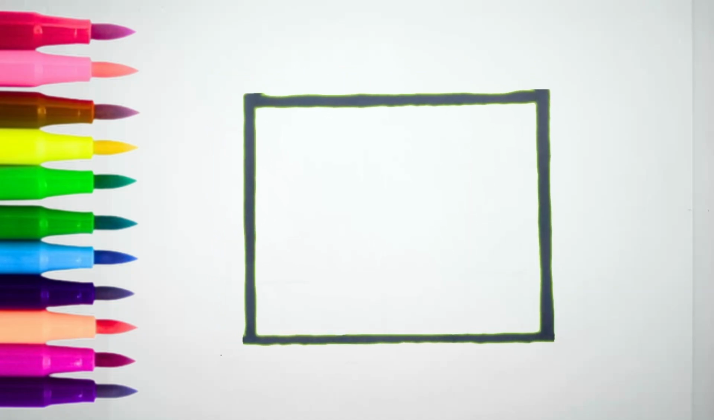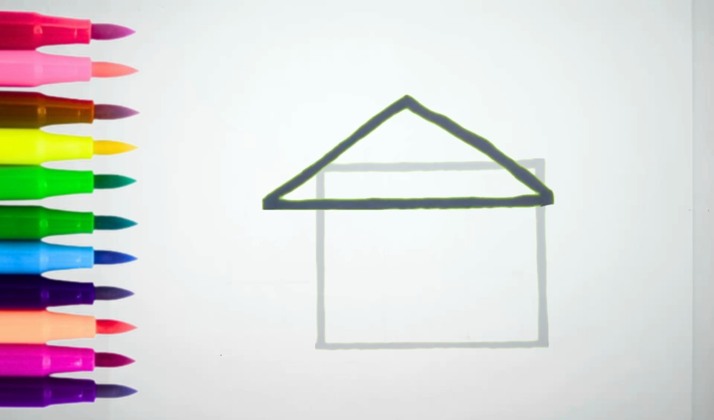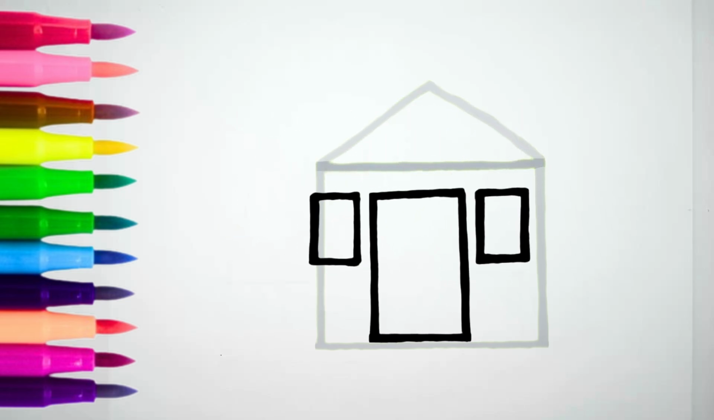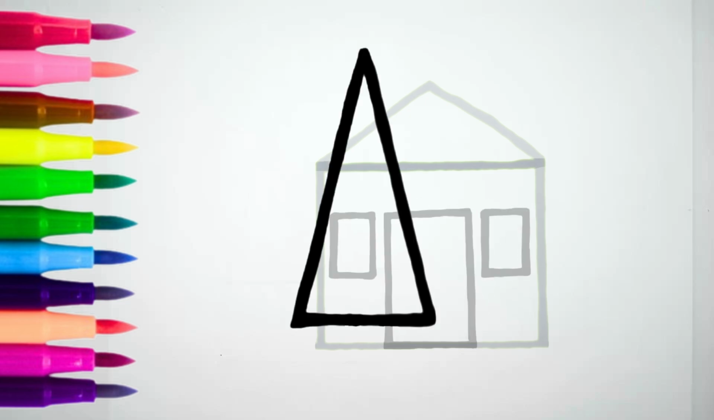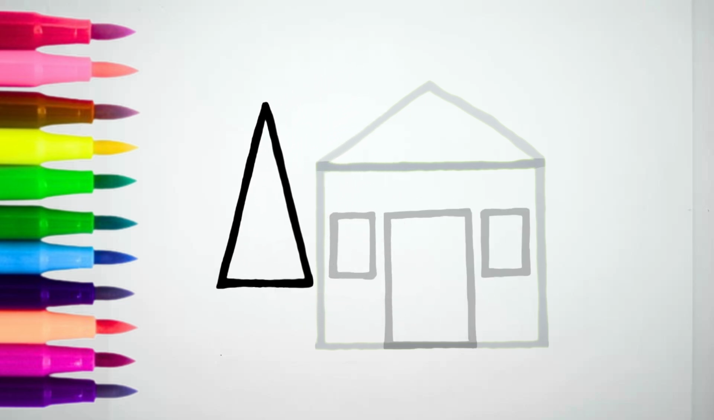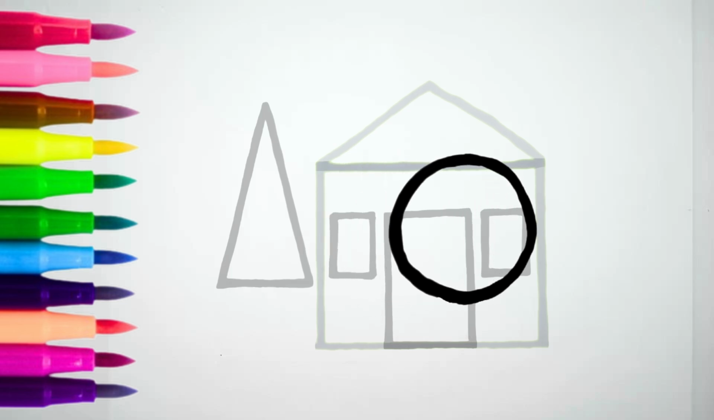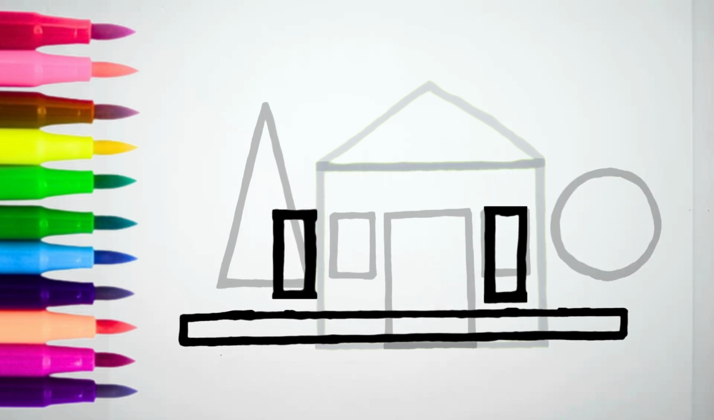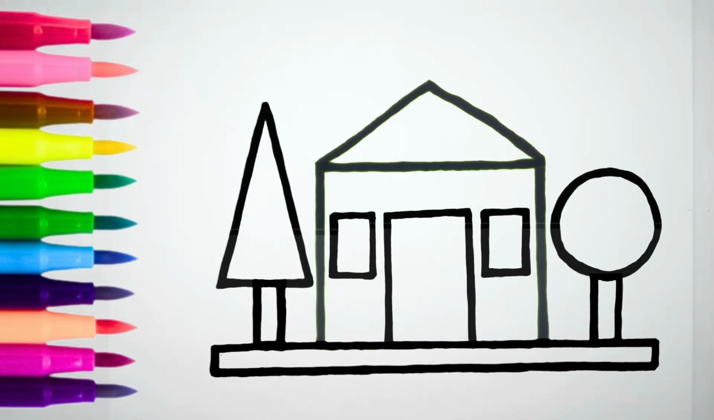Rectangle for the wall of the house. Triangle for the roof. Another rectangle for the door and the windows. Triangle for the triangle tree. Circle for the circle tree. Another rectangle for the tree trunks and the ground.